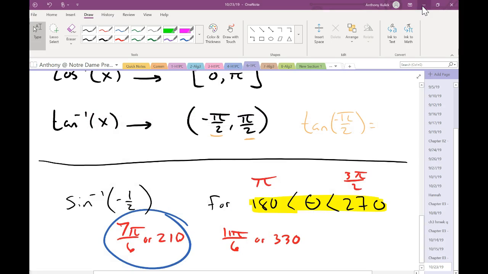And then I just kept going, and I found another negative 1/2. So I wrote down also 11 pi over 6 and 330. So the calculator will not report back to you the other one. That doesn't mean it's not an answer to sine inverse of negative 1/2. Because the calculator is not going to give you any answer you want, or even necessarily the answer you're looking for. It's only going to give you answers in those two quadrants.